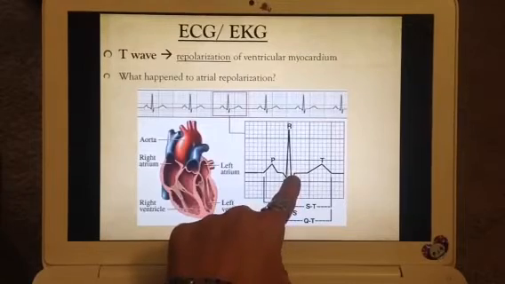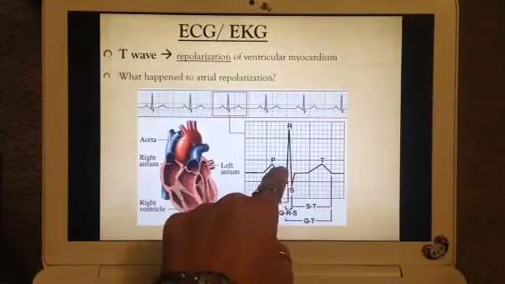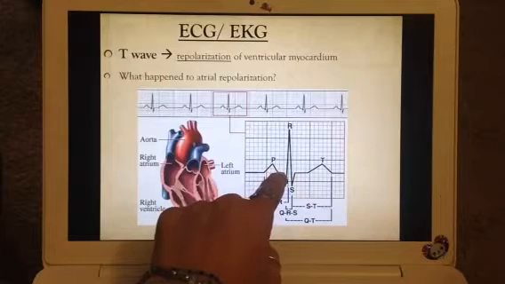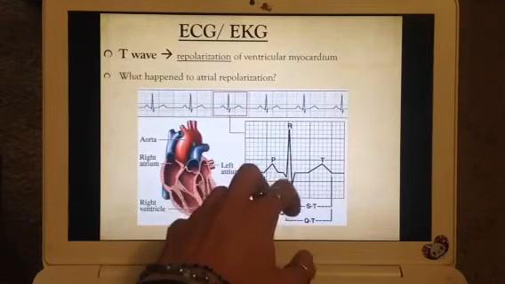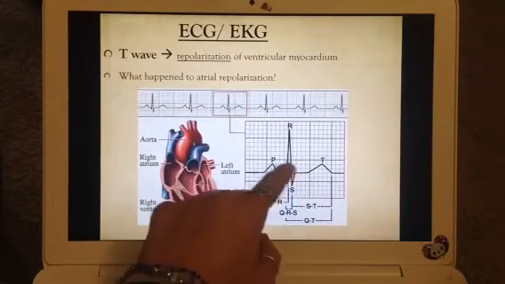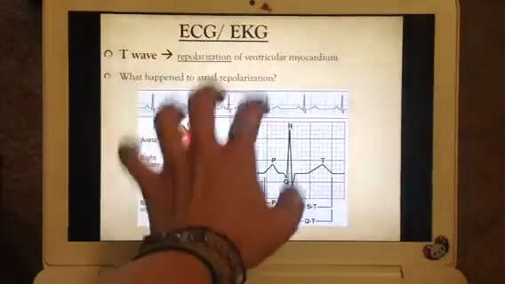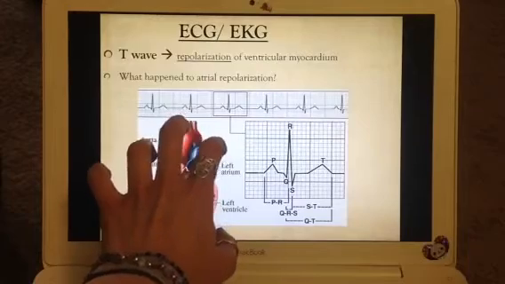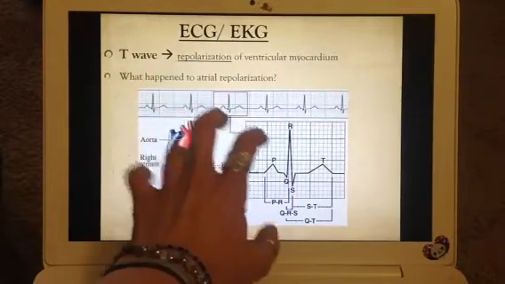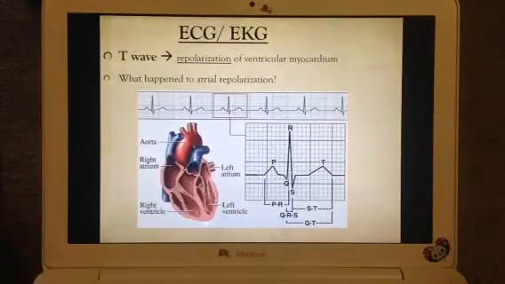The question is, why don't you see it here? And that's because, again, the ventricles are so much bigger than the atria and have so much more mass and electrical activity that their QRS complex is over top of the atrial repolarization, so you just can't see it on the reading.